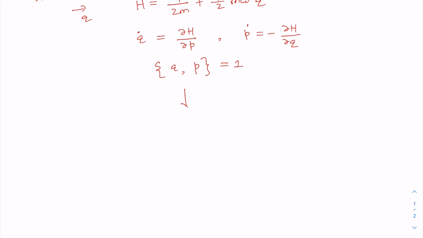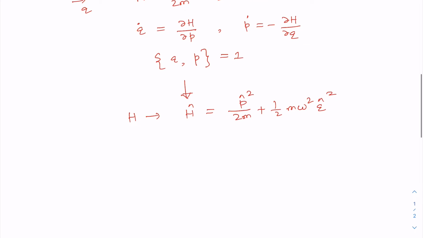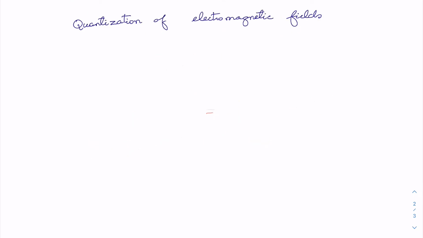Then quantization was straightforward. This Hamiltonian we replace by an operator. Both these variables p and q now take the form of operators, and this Poisson bracket is now replaced by the commutation relation between q and p, which is equal to i h-cross. That is the procedure that we discussed in the earlier class, and the same kind of strategy we are going to apply for quantization of electromagnetic radiation as well. Now let us discuss quantization of electromagnetic fields.